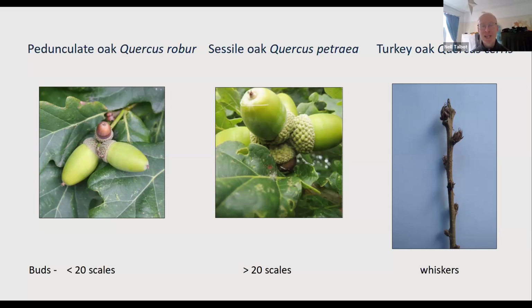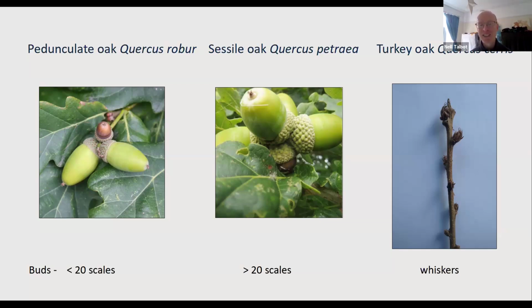It's quite an effort and it can be a bit tricky, especially as you might lose count, but if you're turning the buds round to look at them, if they have fewer scales, say less than 20, they're likely to be pedunculate oak. If they have more than 20 scales, they're likely to be a sessile oak. But that can be a bit tricky. So that might just help you confirm ID, and be aware that there are hybrids as well.